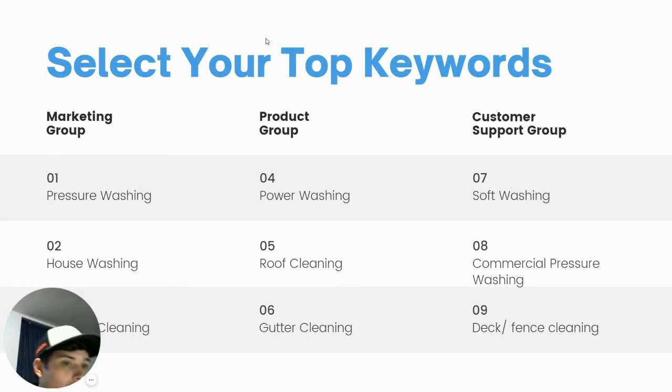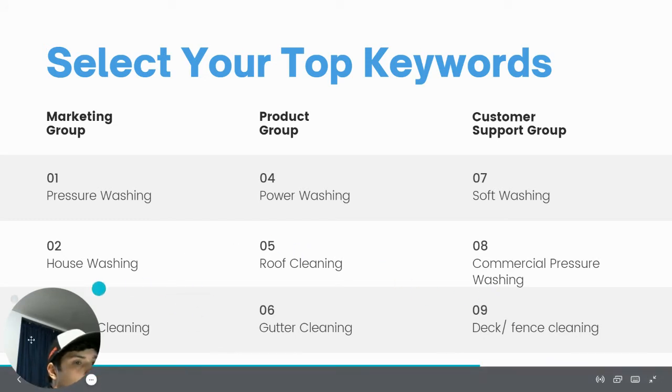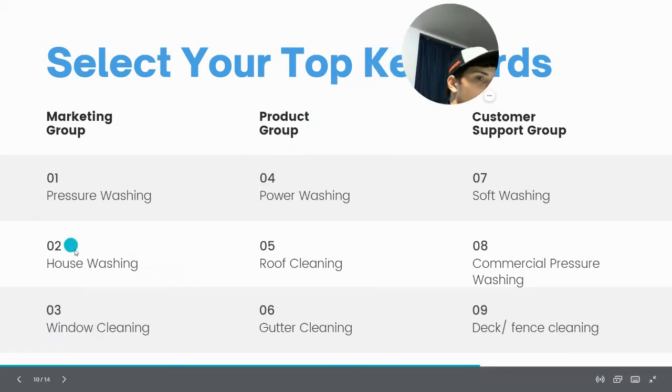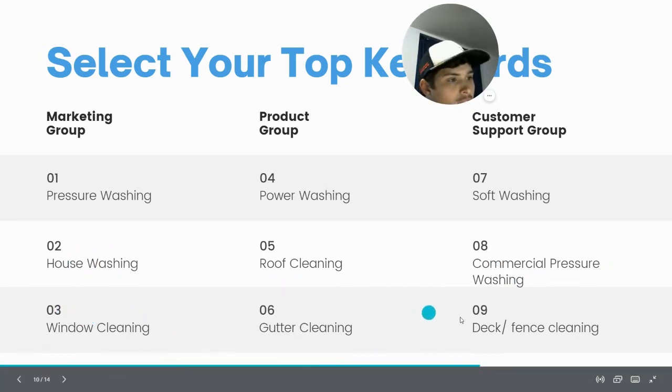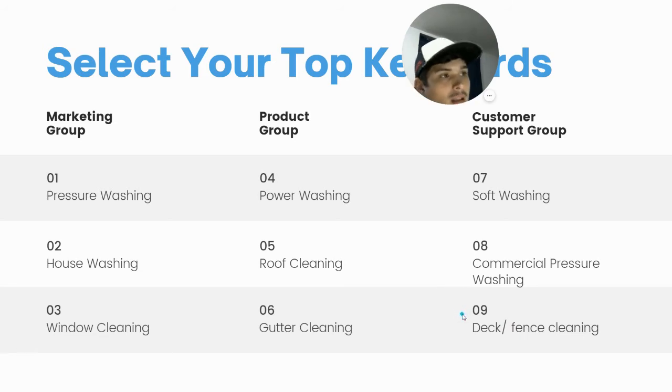So now this is the point where you pick your keywords. So yeah, I just threw in this little template here, and I just threw in some of the top keywords for our industry. So you got pressure washing, power washing, soft washing, house washing, roof cleaning, commercial pressure washing, window cleaning, gutter cleaning, deck and fence cleaning. All right, so you could basically pick.